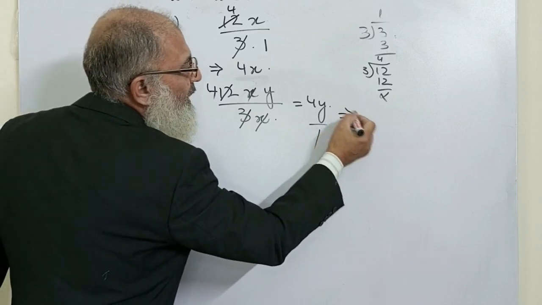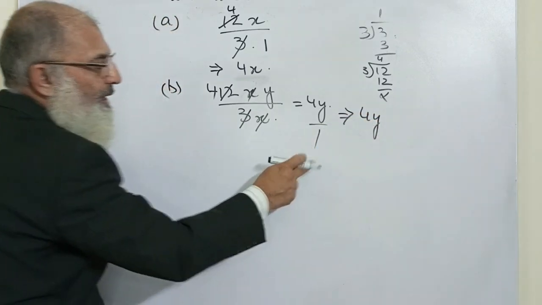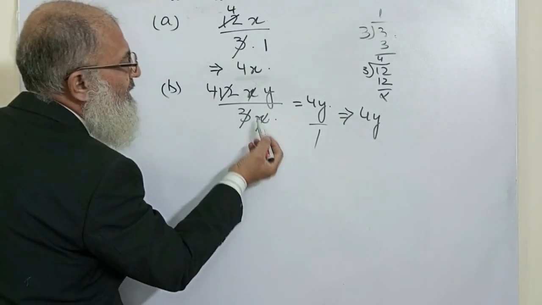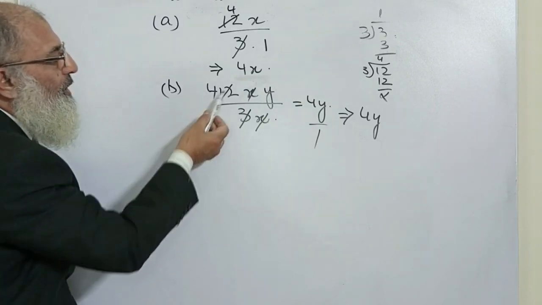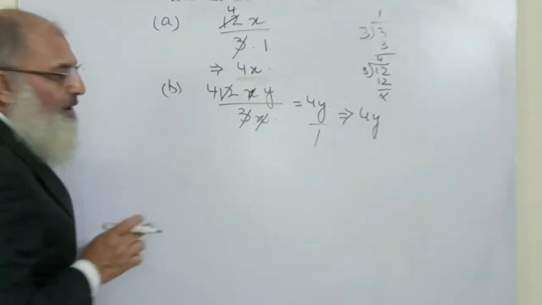So we don't have to write the fraction sign and 1 over here. So this x is divided by x, and this 12 is divided by 3.